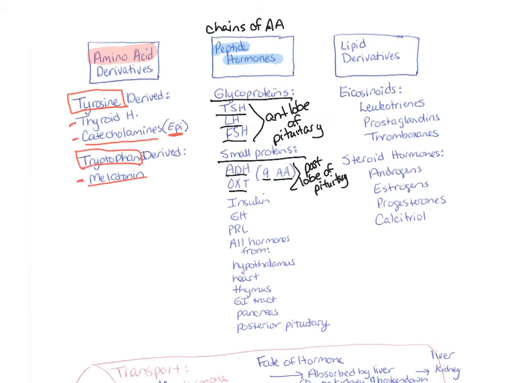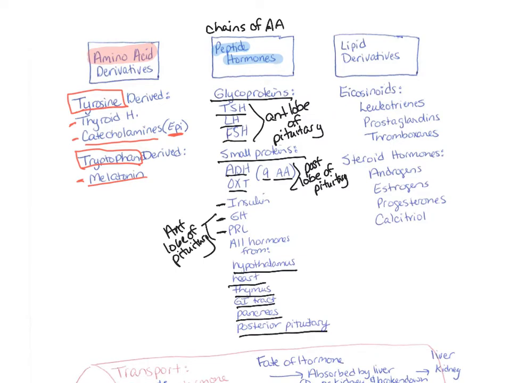Then there's some other small protein hormones like insulin, that comes from the pancreas. And we have growth hormone and prolactin. Growth hormone and prolactin are going to come from the anterior lobe of the pituitary. Plus, peptide hormones also include all of the hormones from the hypothalamus, the heart, the thymus, the GI tract, the pancreas, and the posterior pituitary.